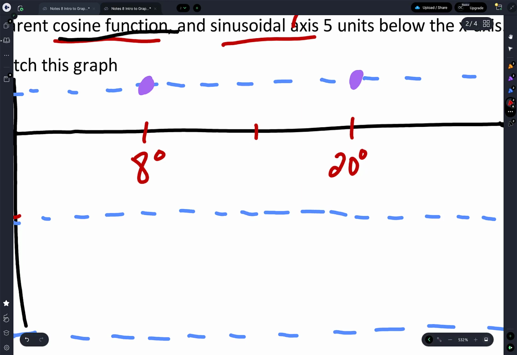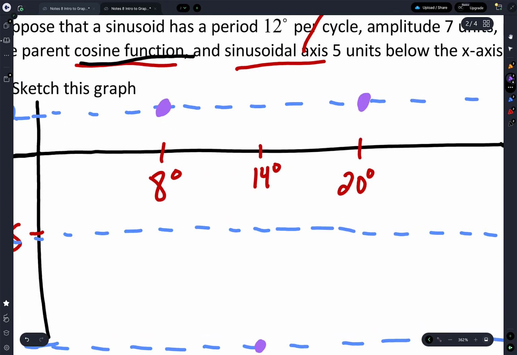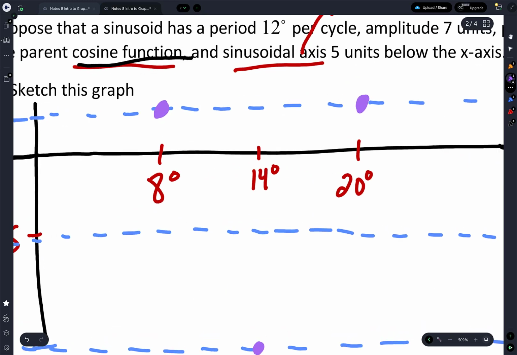The middle is right there. Let me erase. There we go. And then that middle is 14 degrees. Does everyone see how I got the 14? And at the 14 degrees, I have a minimum. So go all the way to the lowest point and put a point. So at 14, go to negative 12 and put a point.